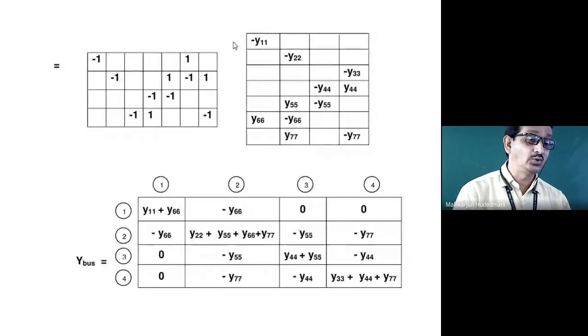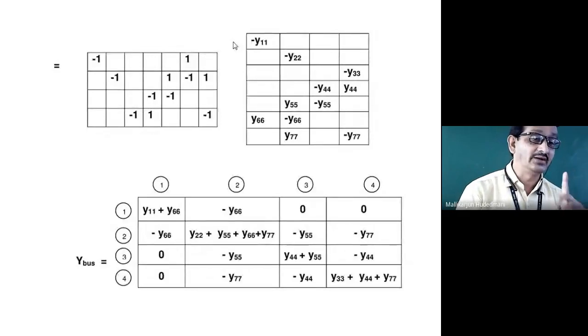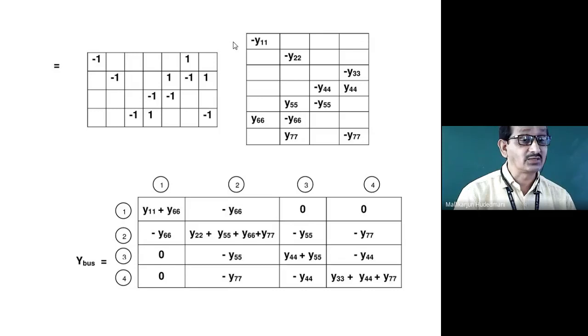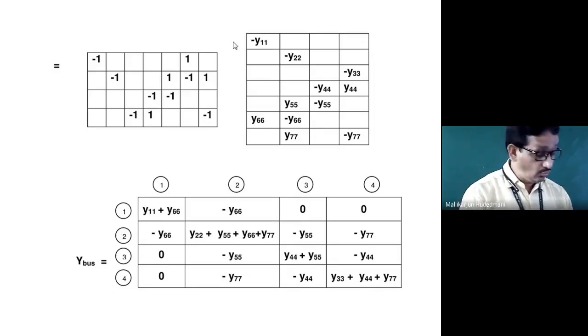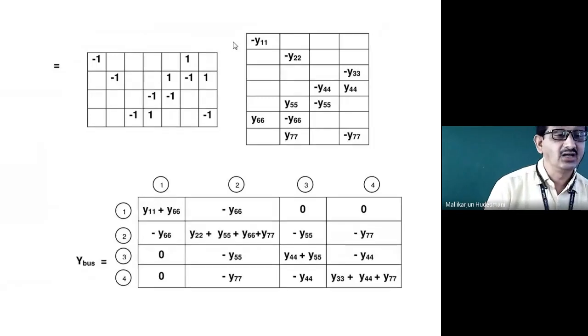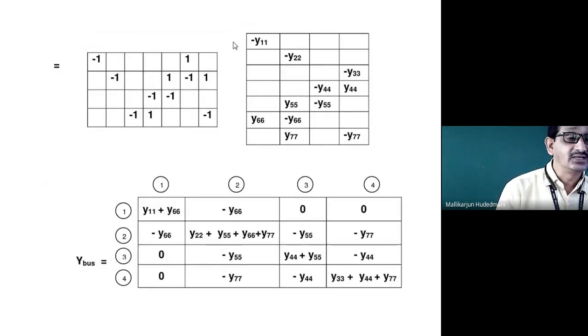Now you recall Y22 is there. There must be element number 2 interacting with bus number 2. There is element Y55, so element number 5 must be interconnected to bus 2. 6 is there, so 6 must be interconnected. 7 is there, so 7 must be interconnected. It means Y22 is the sum of the elemental admittances of all those elements connected to bus number 2. There are 4 elements. I will go back to the problem and convince you. 2 is there, 5 is there, 6 is there, 7 is there.